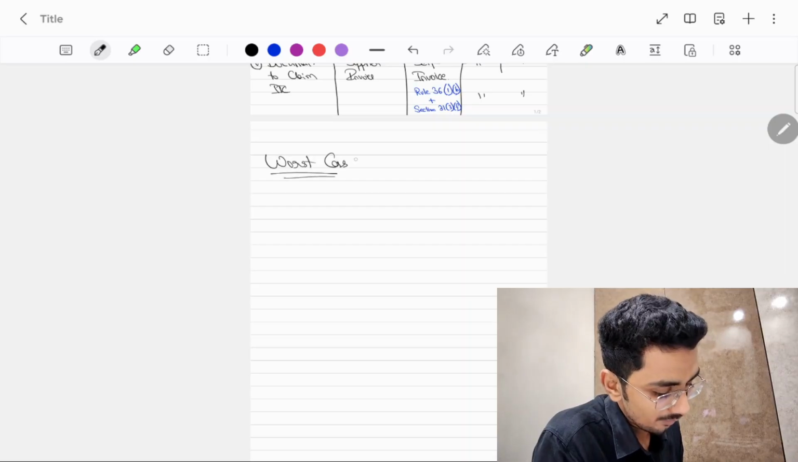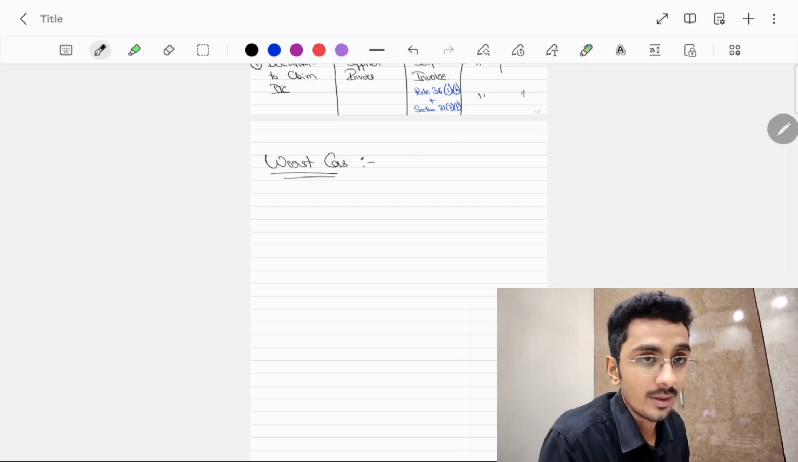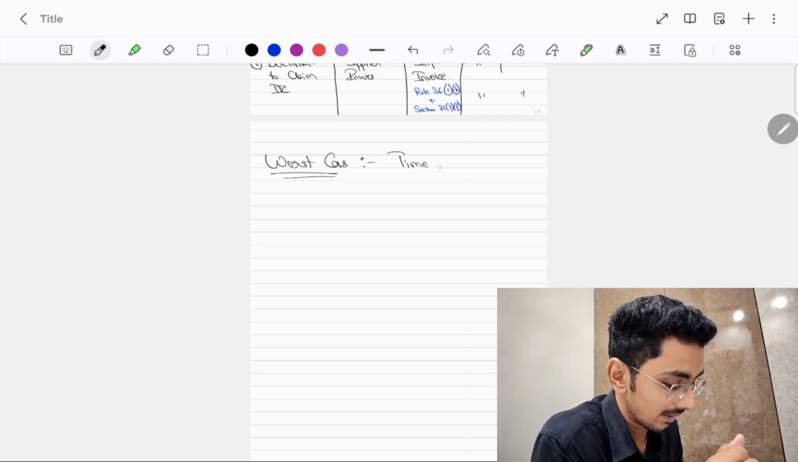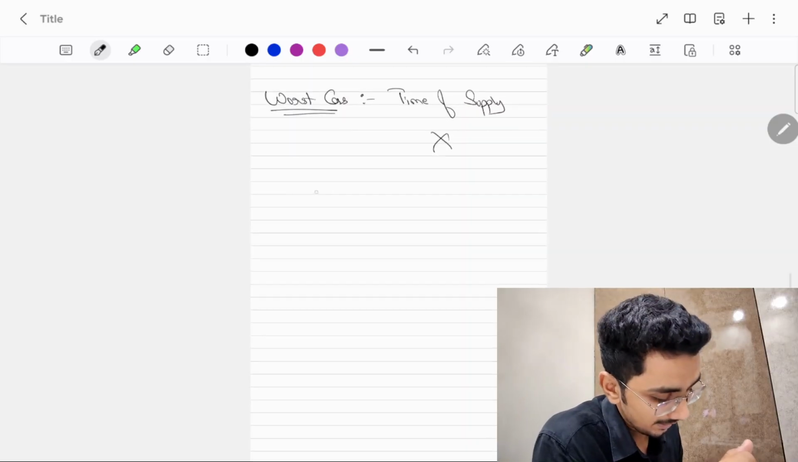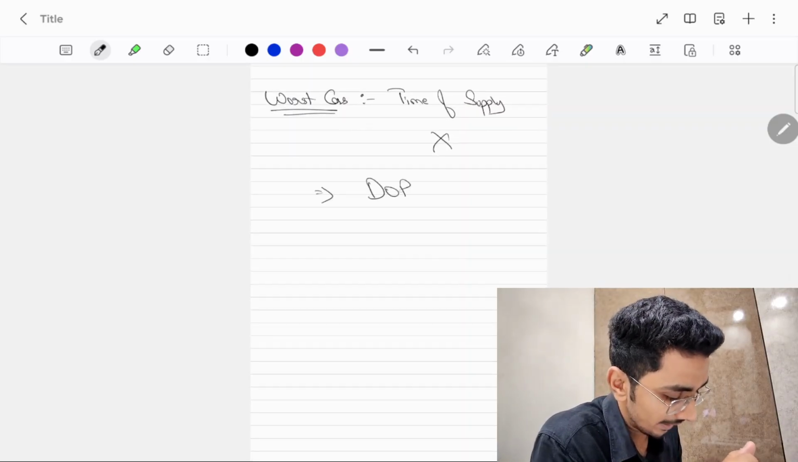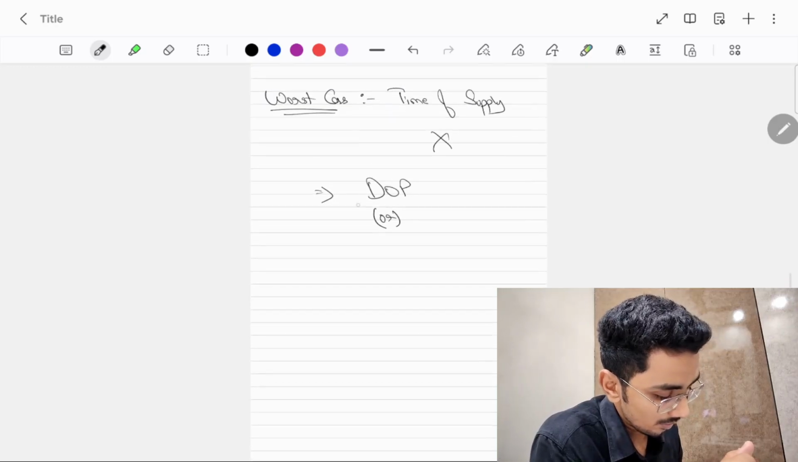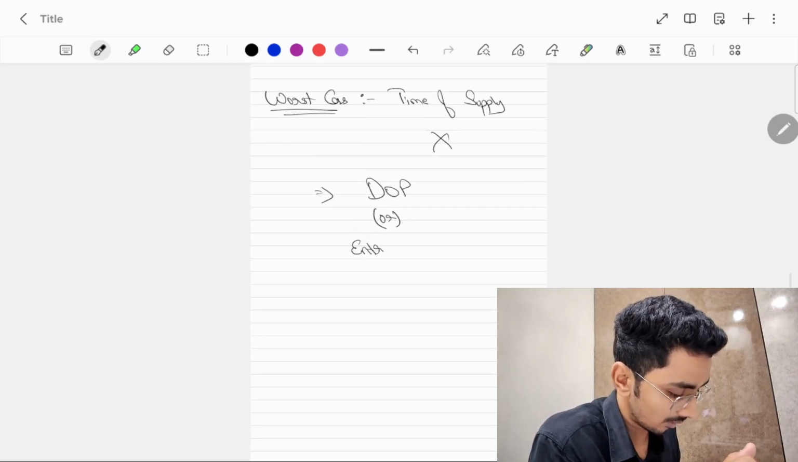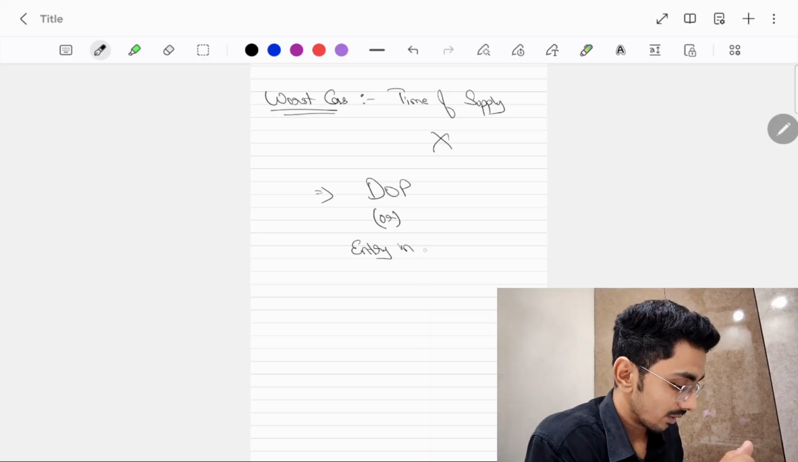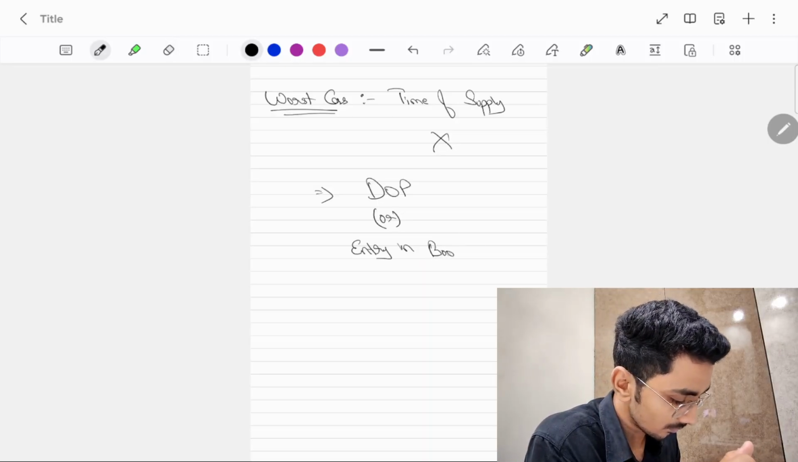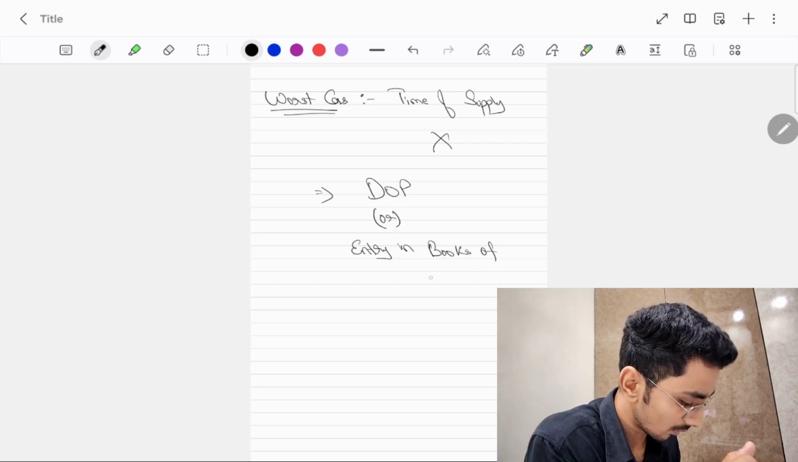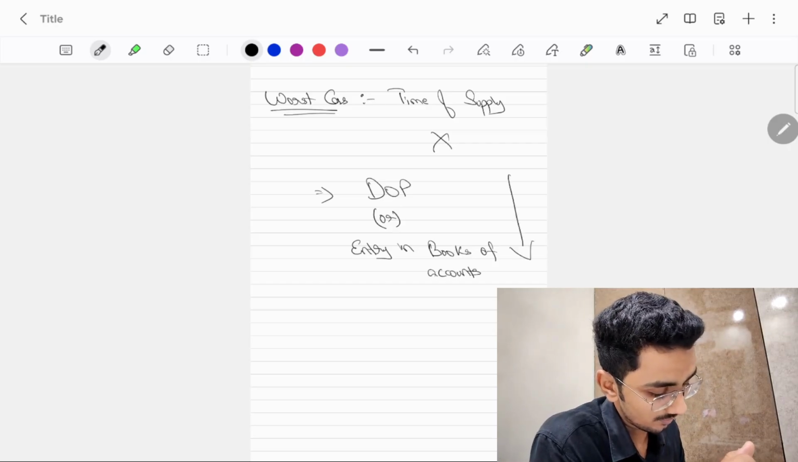Worst case is that for any reason you're just not able to determine the time of supply. In that case, you have to check the date of payment or entry posted in books of accounts, whichever is earlier.